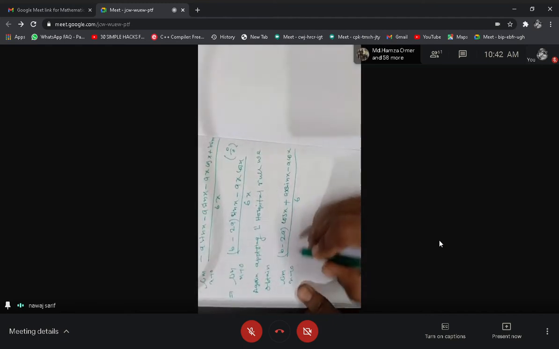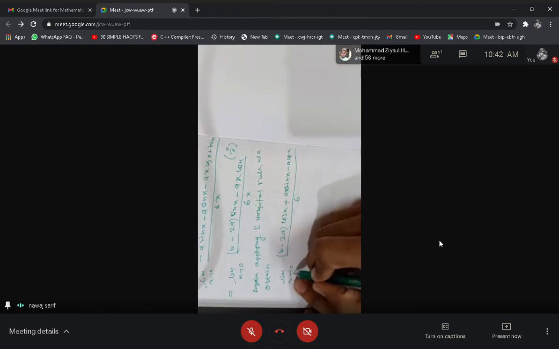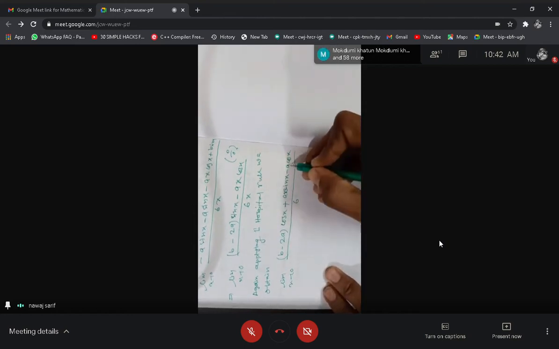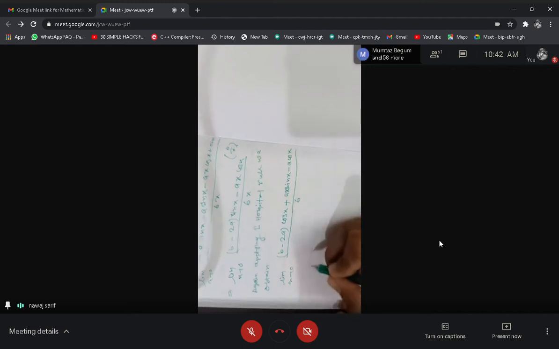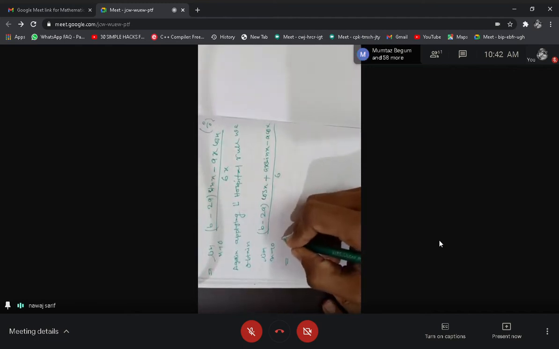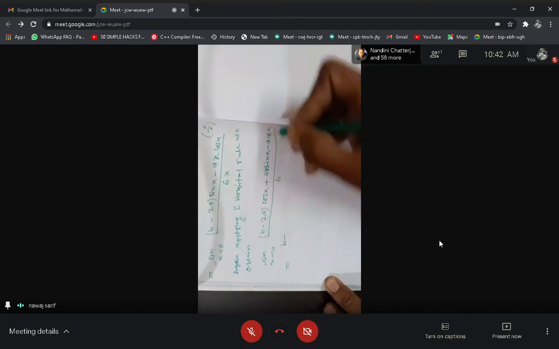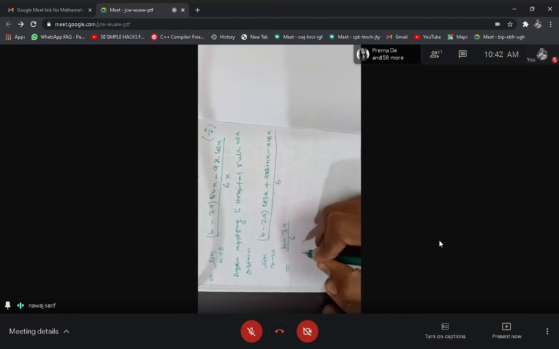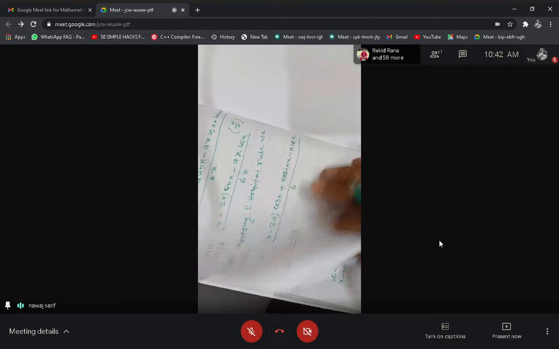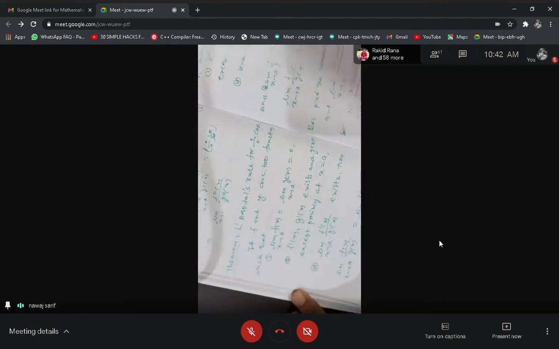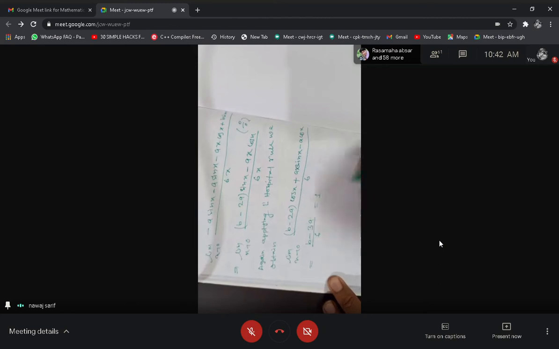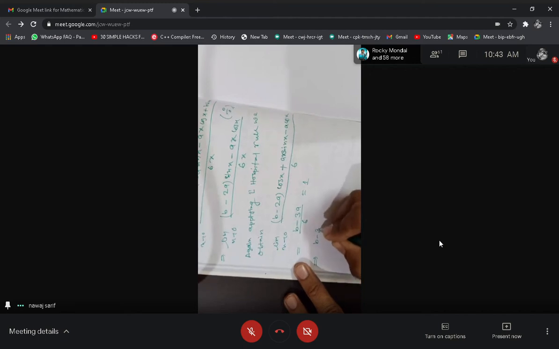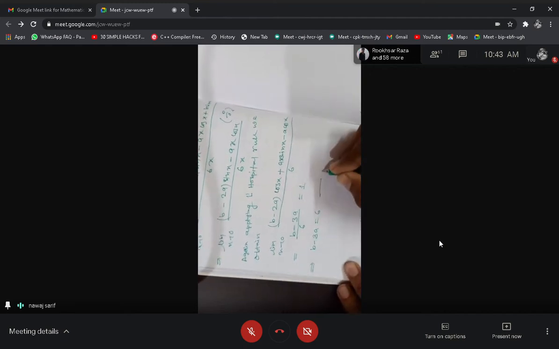So now apply limit. Then what will be the limit of this function? As x tending to 0, this one is b minus 2a, as cos 0 is 1, and this one is 0, and this one is minus a. So this becomes b minus 2a minus a, which is b minus 3a, divided by 6. And what is given? Given that limit of this function is 1. Then that means this is equal to 1. So this implies b minus 3a equals 6. So this is equation 2.